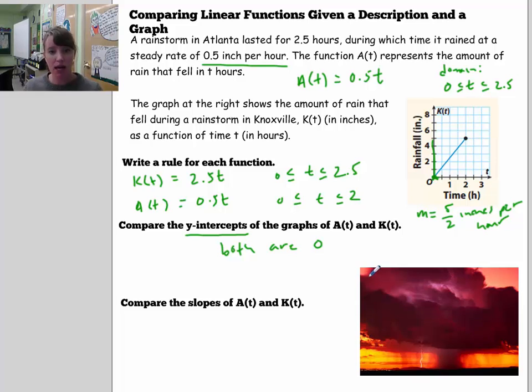And that is the end of the lesson for today. All we did was we looked at functions that were given in different forms, and we went back to the equations of the functions and compared things like slope and y-intercept and domain and range.